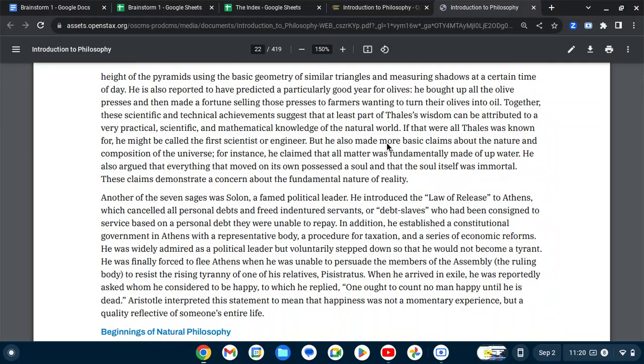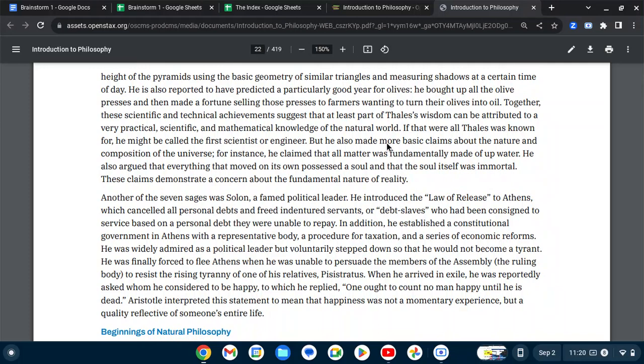But he also made more basic claims about the nature and composition of the universe. For instance, he claimed that all matter was fundamentally made up of water. He also argued that everything that moved on its own possessed a soul, and that the soul itself was immortal. These claims demonstrate a concern about the fundamental nature of reality.